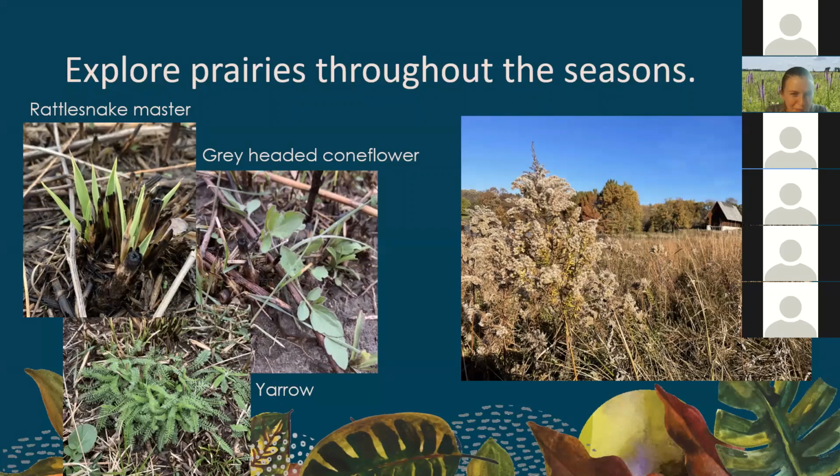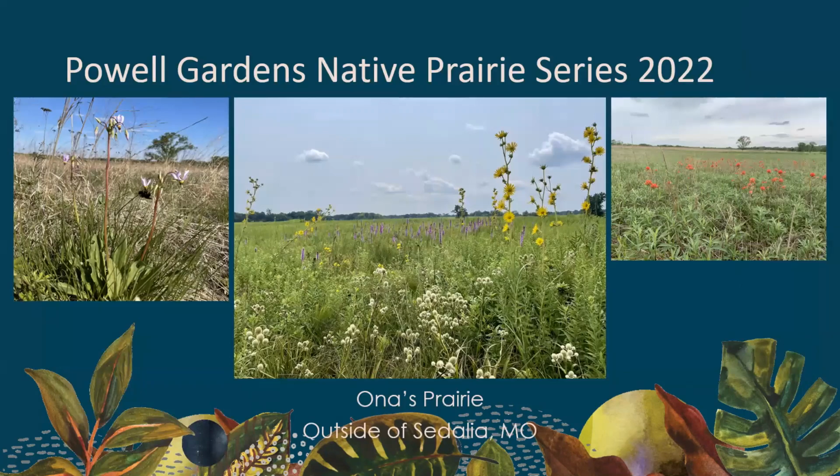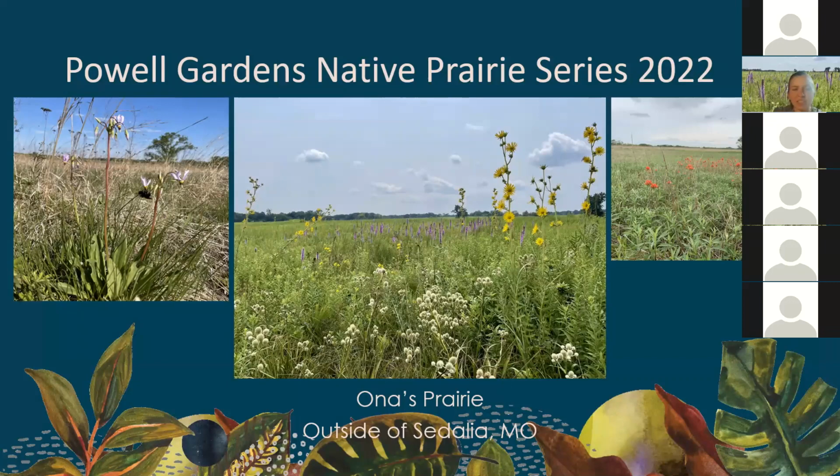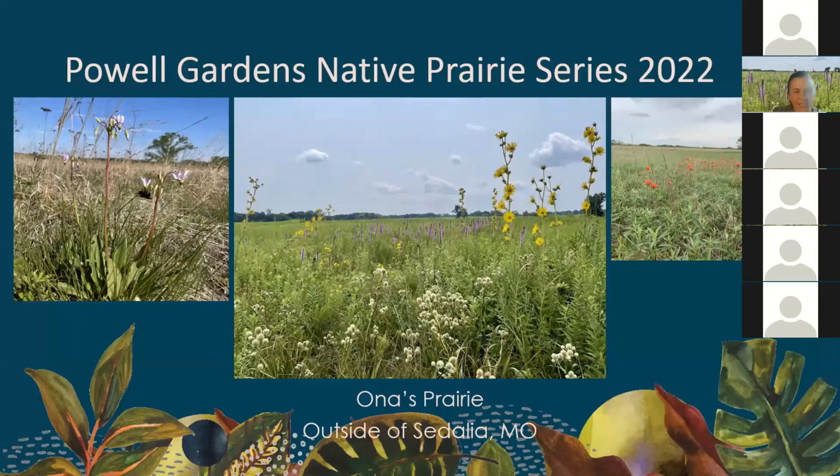And I can't help but pitch, throughout this excitingness of prairie, that there's going to be a unique opportunity to further explore prairies in general hosted by Powell. This will be our first year of the Powell Gardens Native Prairie Series. This is going to be hosted at Ona's Prairie, which is a prairie that was gifted to the gardens in 2019 by Ona Gishin. It is outside Sedalia, Missouri, and it is truly a treasure. These are all photos from that prairie.